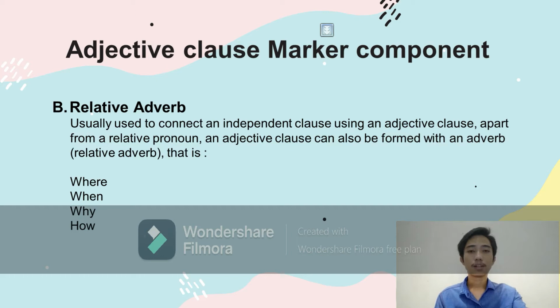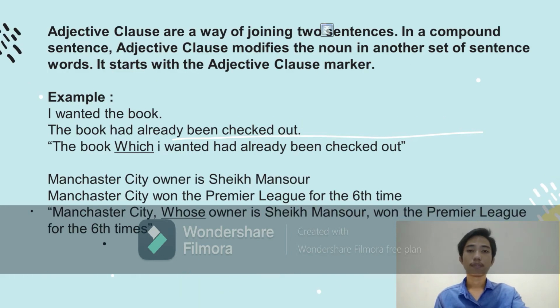Now the examples of adjective clauses. As we know before, adjective clauses are a way of joining two sentences. Usually an adjective clause starts with an adjective clause marker. Here we have two examples. In the first example, we have two clauses. The first clause is I want the book, and the second clause is the book had already been checked out.